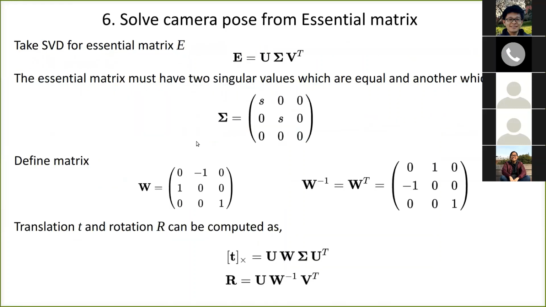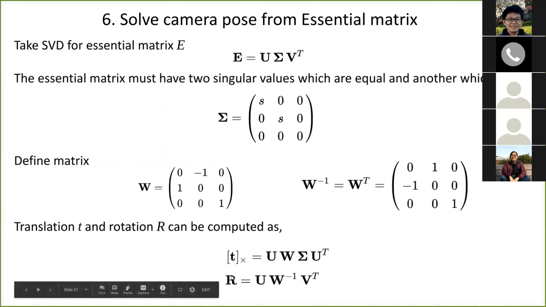Once we have the fundamental matrix, we can compute the essential matrix if we have the camera intrinsics, right? Then we take the singular value decomposition of this essential matrix, and later on we can get the translation and rotation, denoted as here.